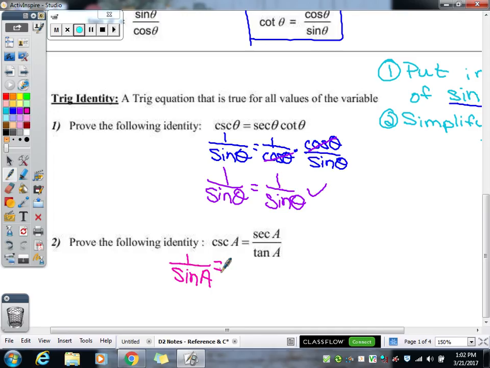Secant is what? If we look up above, it's 1 over cosine. And then tangent is what over what? Sine over cosine.